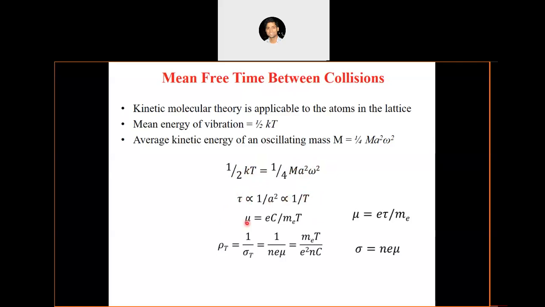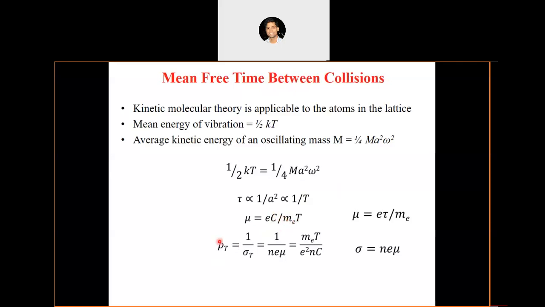Then we can simply use this relationship which we derived in the Drude model, that drift mobility is e tau upon m_e. Then we can write tau is equal to C by T, because it is proportional to 1 by T, where C will be a proportionality constant, and we can write drift mobility should be equal to eC upon m_e T.